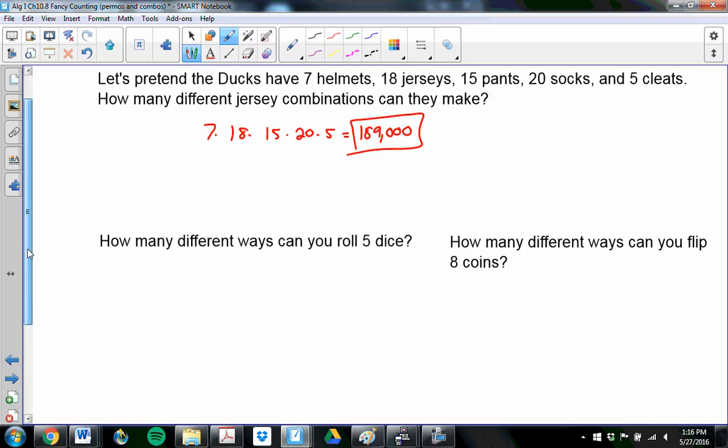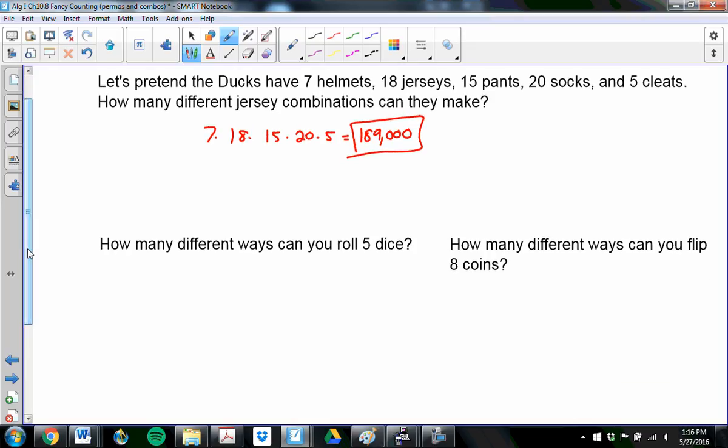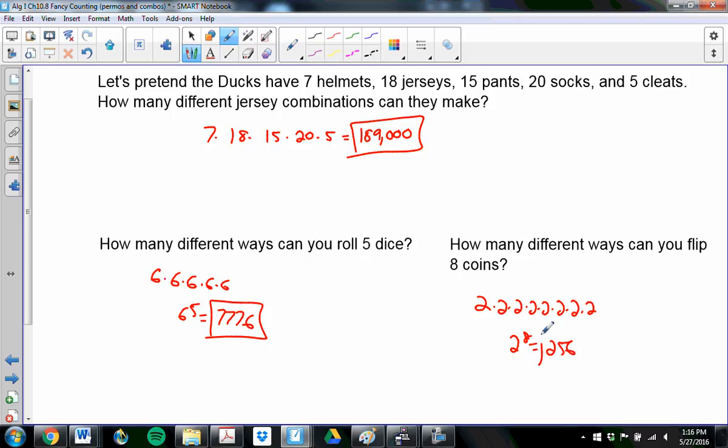But this property of this basic counting principle extends to more things. If you're going to roll 5 dice, well, each die has 6 sides on it. So for the first die, there's 6 options. So for 2 dice, there'd be 36. And for 3, 4, and 5, it's 6 to the 5th, which is 7,776. There's a lot of ways you can roll 5 dice. And how many different ways can you flip 8 coins? Well, there's 2 ways to flip 1 coin. We're going to do it 8 times. So it's 2 to the 8th, which is 256 ways. Lots of ways you can flip those coins over.